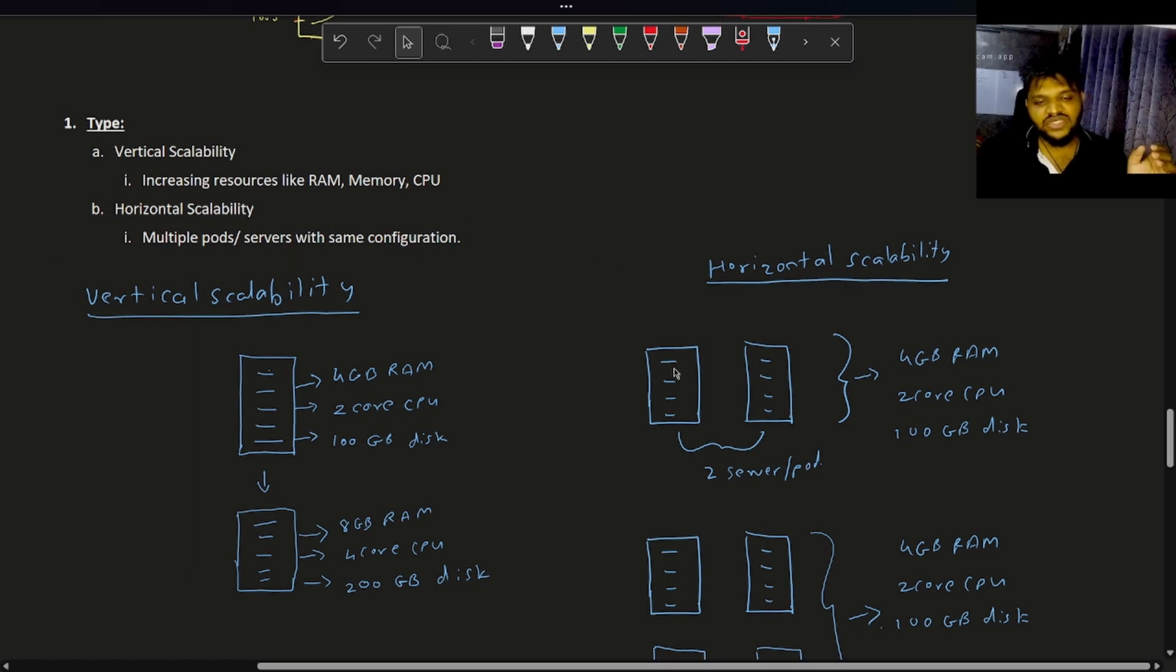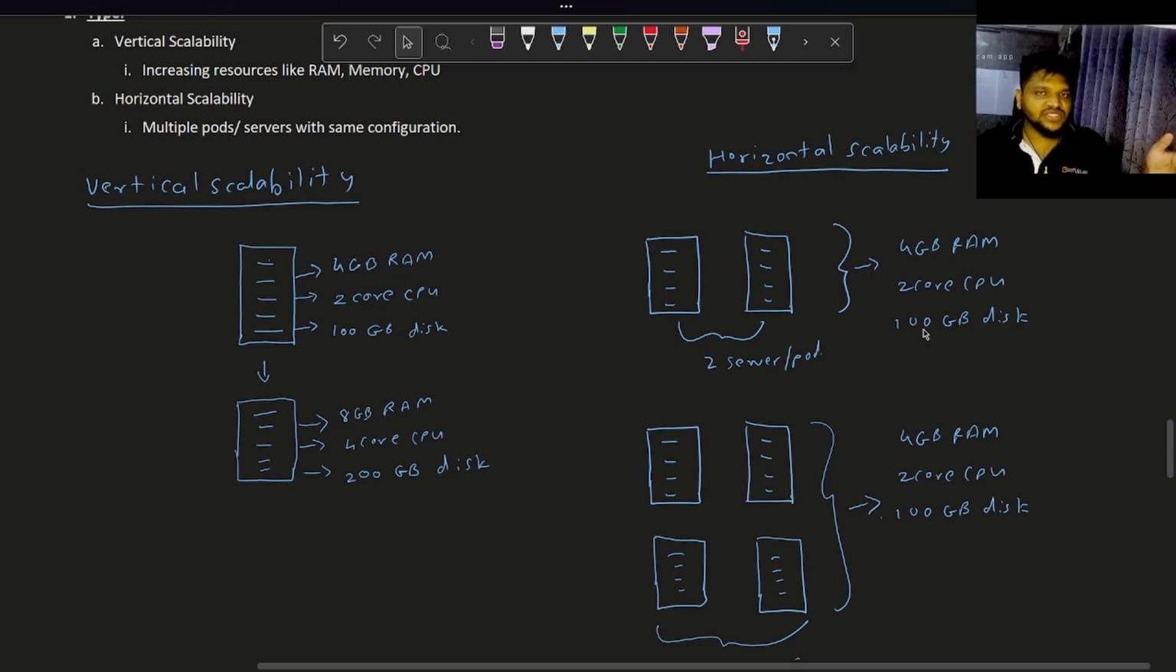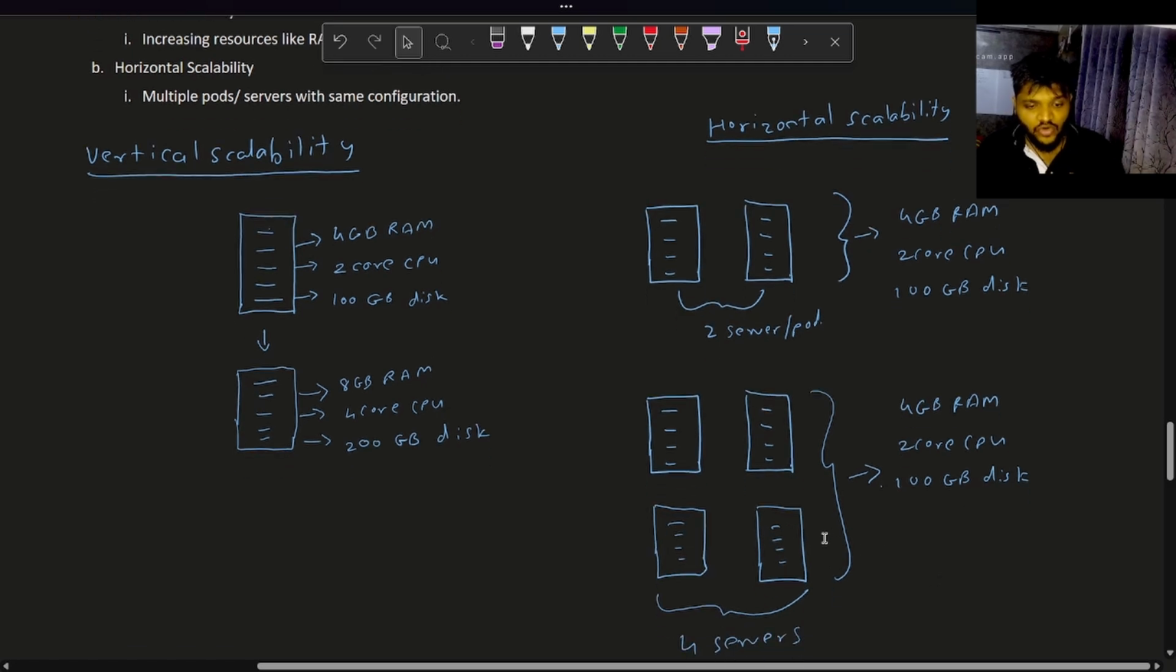Horizontal scalability means I have two servers initially, let's say in production, having a configuration of 4 GB of RAM, 2 core of CPU, and 100 GB of disk. Now I have scaled my servers horizontally. That is, I have added two more servers now. When I have added the two servers, the configuration of those two new servers is the same, that is 4 GB of RAM, 2 core, and 100 GB. Overall, if you see, now the configuration has increased.